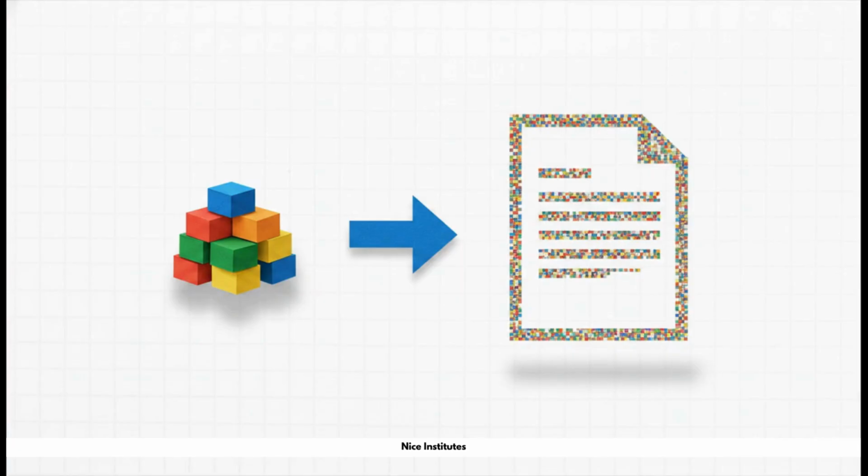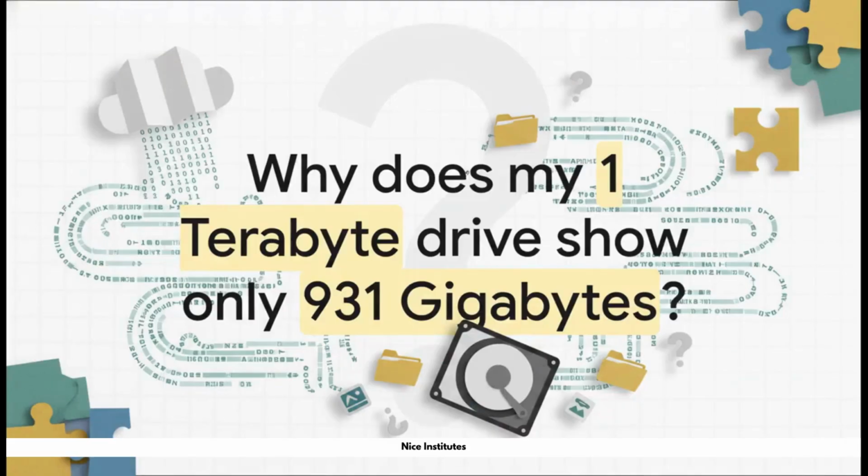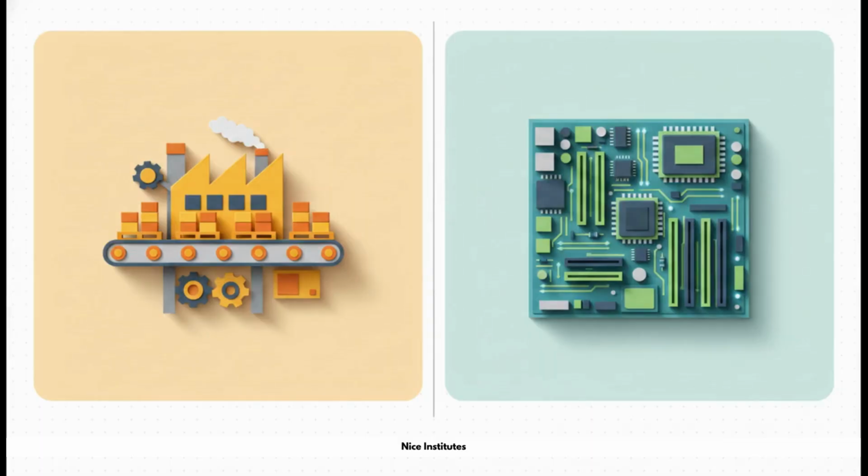Okay, so let's scale that up. A few hundred bytes? That makes up a simple text file. But for bigger things like photos, songs, or videos, you're talking millions of bytes. Which brings up a pretty common question. Why does your 1 terabyte drive only show 931 gigabytes? Well, it's because there are actually 2 different ways to count all those bytes.